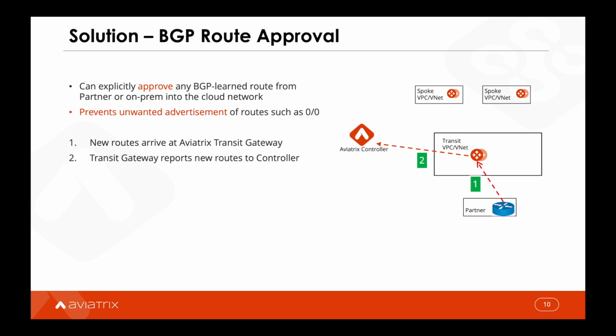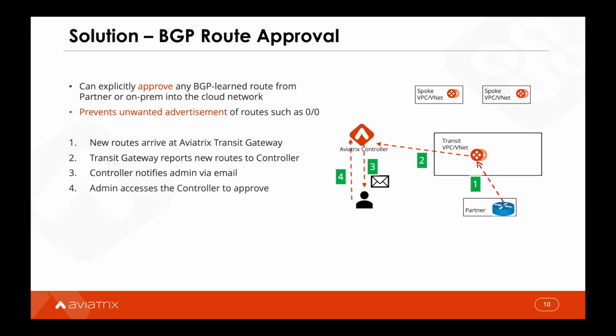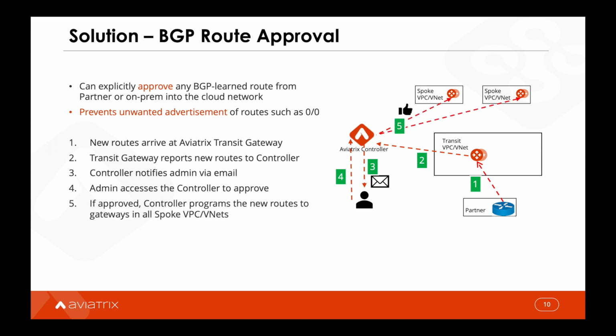The transit gateway informs the Aviatrix controller that it received a new route from this partner site. In turn, the controller will notify the administrator via email. Now it is time for the admin to approve or reject this new prefix. This action can be done via the controller UI or via Terraform. If the admin approves the route, then the route will be installed in all Aviatrix gateways, in all spoke VPCs, VNets, or VCNs. And the feature is very flexible in that you can pre-approve prefixes so that the administrator doesn't always have to be in a reactive mode.